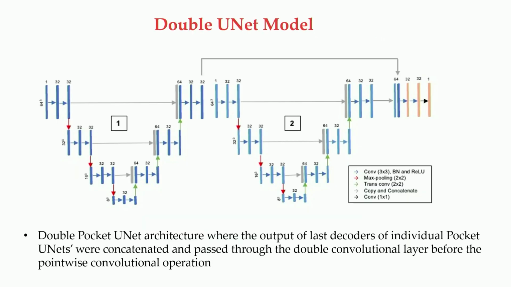To improve the segmentation accuracy even more, we propose the double U-Net model, in which we have 2 U-Nets. Both are pocket U-Nets. Here you can see that every channel has a similar value, but still the image dimension is reduced in each step. With this approach, we were able to concatenate the output of the 2 U-Nets together, just before the point-wise convolution operation.